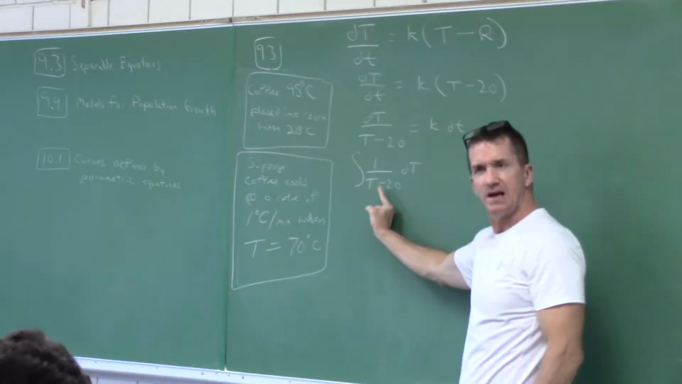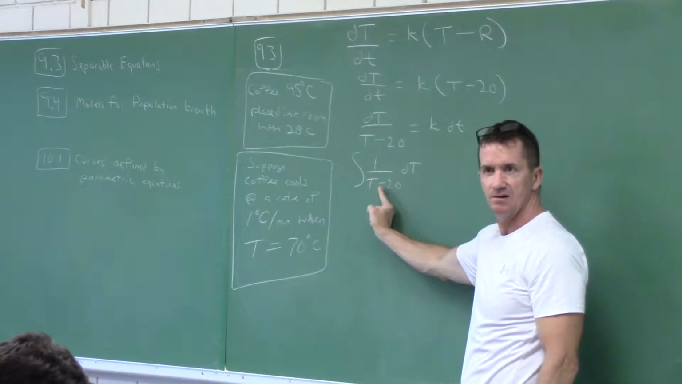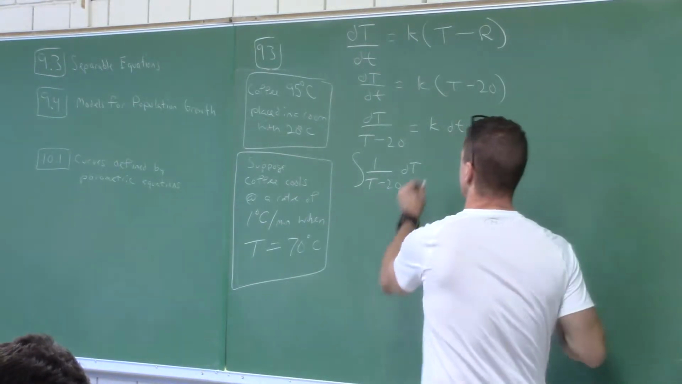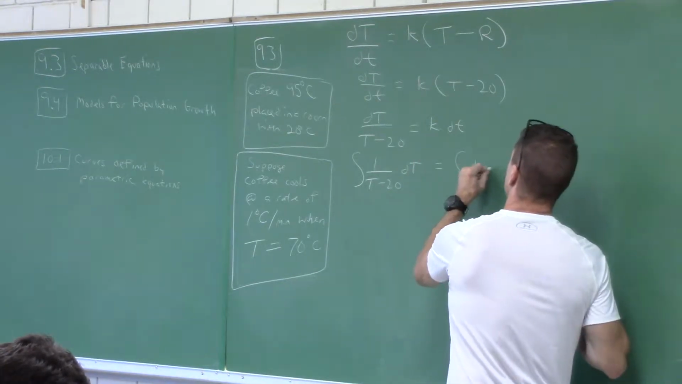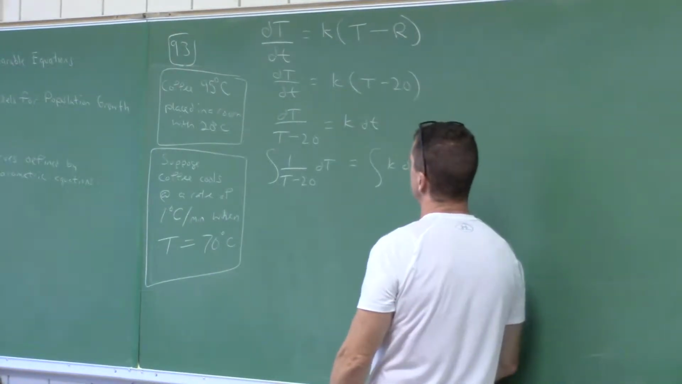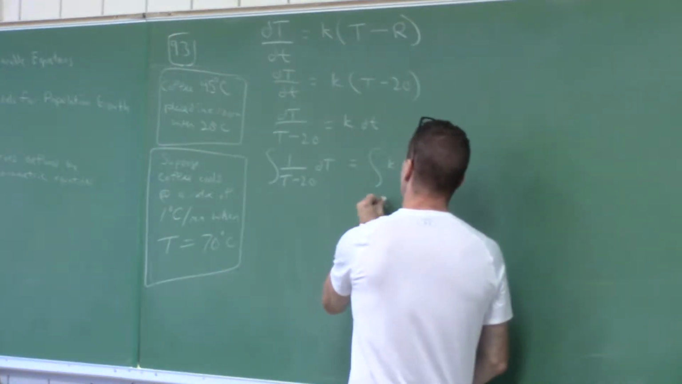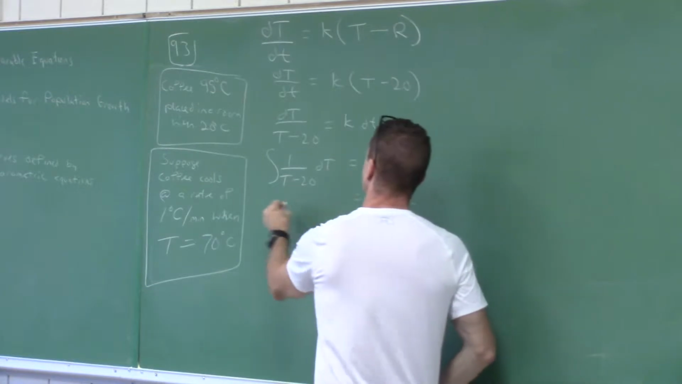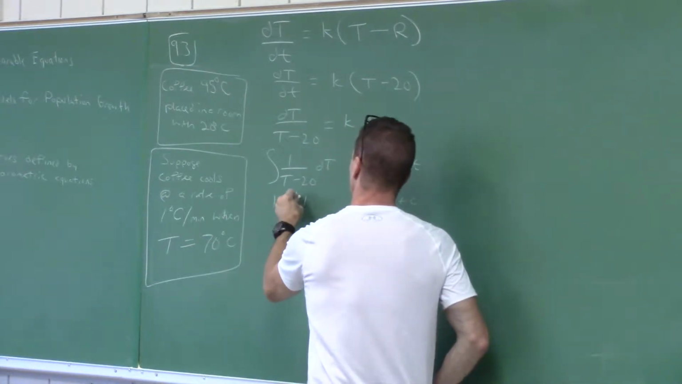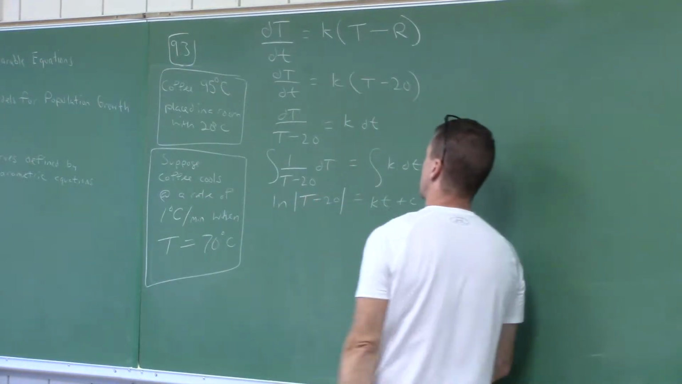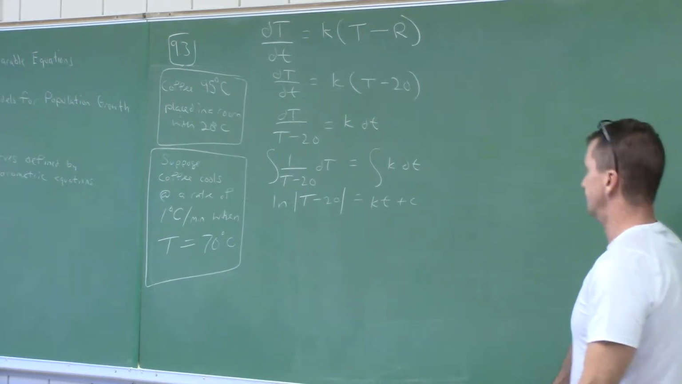I wanted to write it like that so you recognize it is another natural log. I don't need a u sub, do I? And what's the integral of k dt? kt plus constant. This is just natural log of T minus 20.